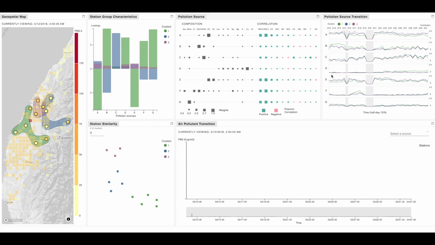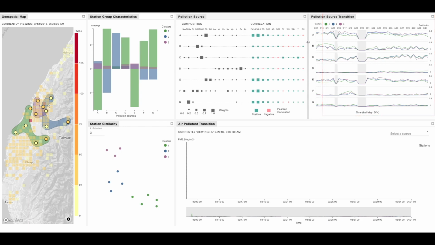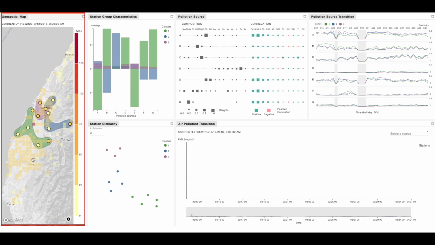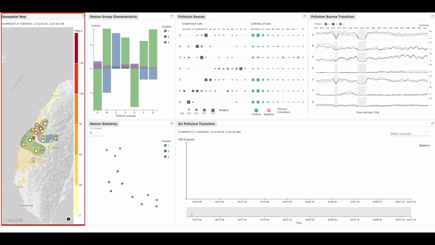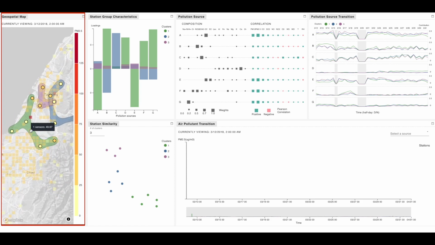For the time aspect, we can utilize this pollution source transition view to examine how each pollution source influences each station group across time. We also overlay the clustering information on the geospatial map to help domain experts validate the clustering result from the space aspect. Each station is represented by a circular point, where the color refers to the observation of particulate matter 2.5, corresponding to a selected time point.